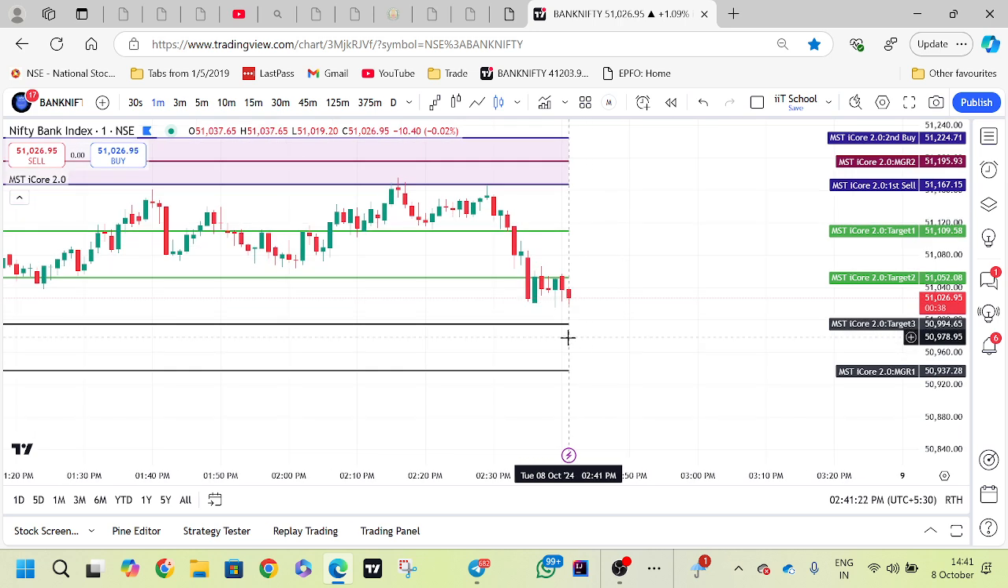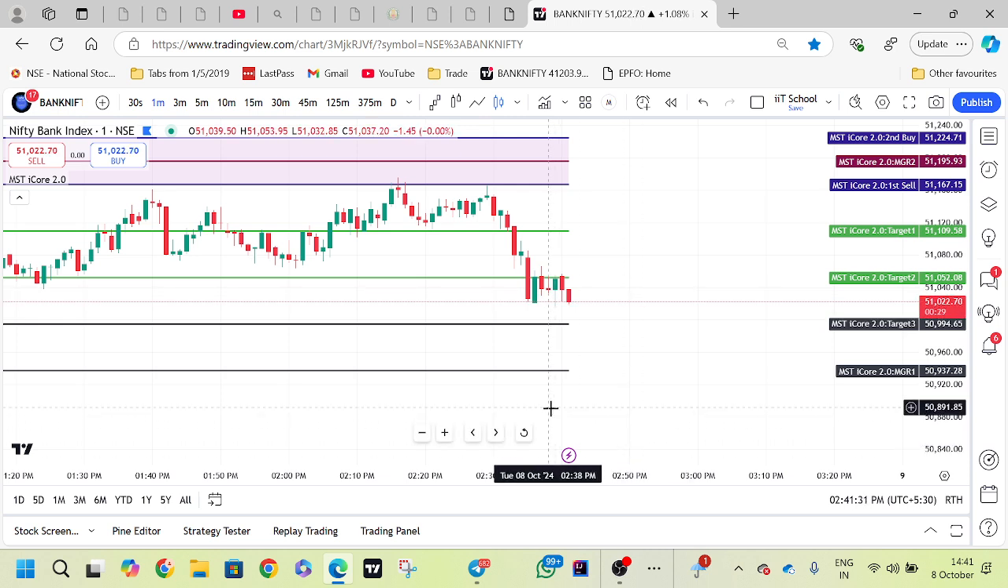Okay, now the third target is approaching. Third target is 50,994. Now before we finish the video, the target will come. The low made 51,015. So around just 20 points left. So that also we will be getting very soon.